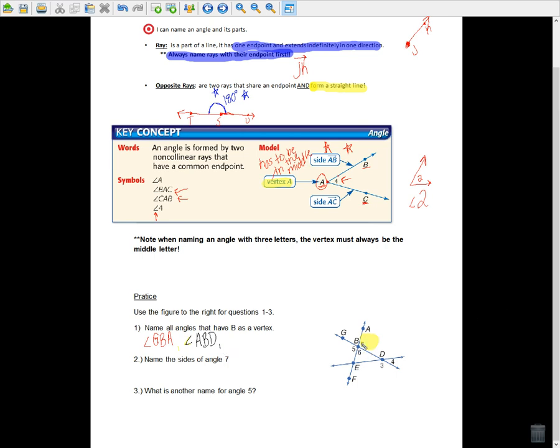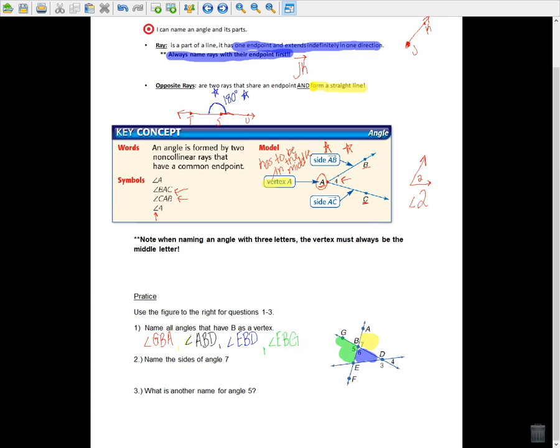Right here, I want to name angle 6 right now. So again, B is our vertex. B's got to be in the middle. So let's name this angle EBD. Okay, EBD. That would be this little area right here. Lastly here, I want to hit angle 5. So again, B is our vertex, which means B's got to be in the middle. So let's go ahead and say EBG, angle EBG.